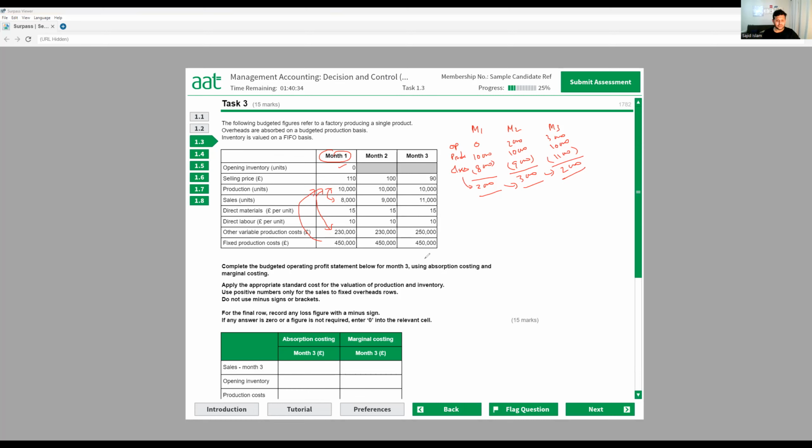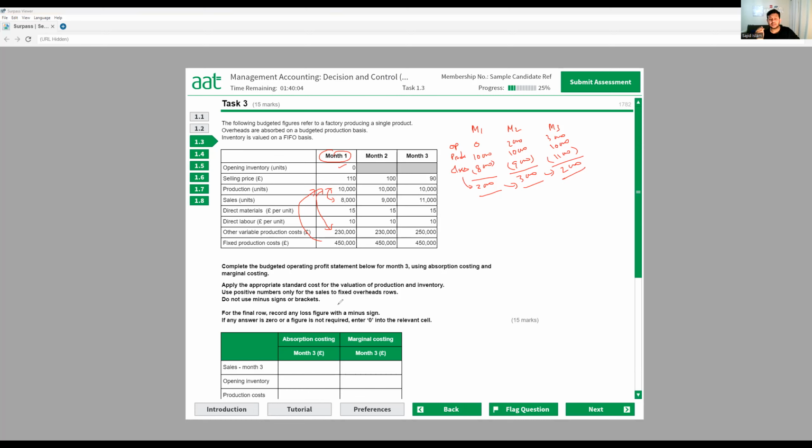Now, before we go to the absorption and the marginal costing, we have to know one thing. Absorption costing, or sometimes we call it full costing method. In absorption costing, we take the fixed cost as a part of the product cost. So we take a little bit portion of the fixed cost and we put it inside of the product. For example, direct material, direct labor, variable overhead, and fixed overhead. That gives me the full cost under the absorption costing.